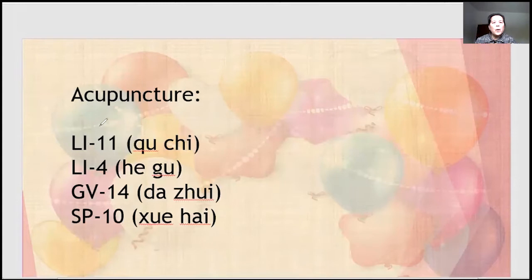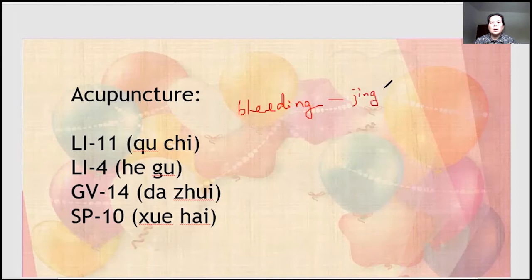So acupuncture points. In this level, we can use bleeding. For severe heat conditions and high fever, we can use bleeding. So for bleeding, we can still use jing-well points or 十宣.